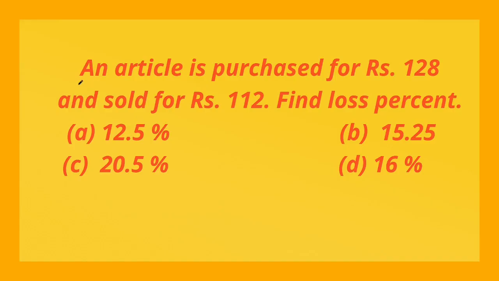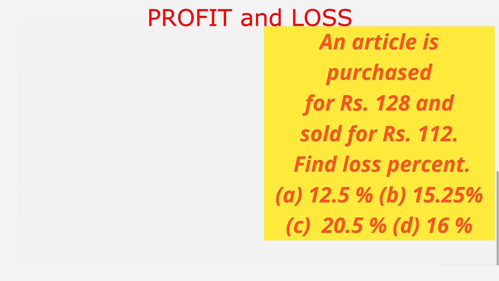Our question is, an article is purchased for rupees 128 and sold for rupees 112. Find loss percent. We solve the question. Here CP is 128 and SP is 112. As SP is less than CP, it means that there is a loss. Now we have to calculate the loss percent. 128 minus 112 equal to 16. So the loss is 16 and CP is 128.